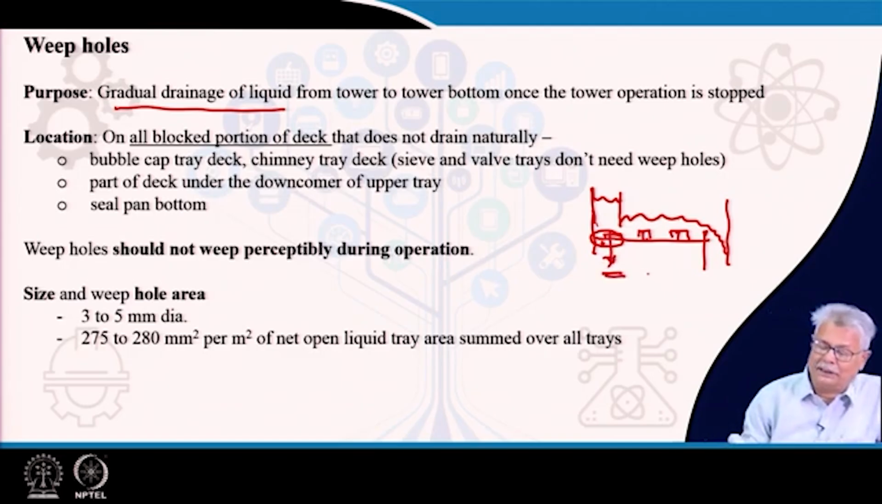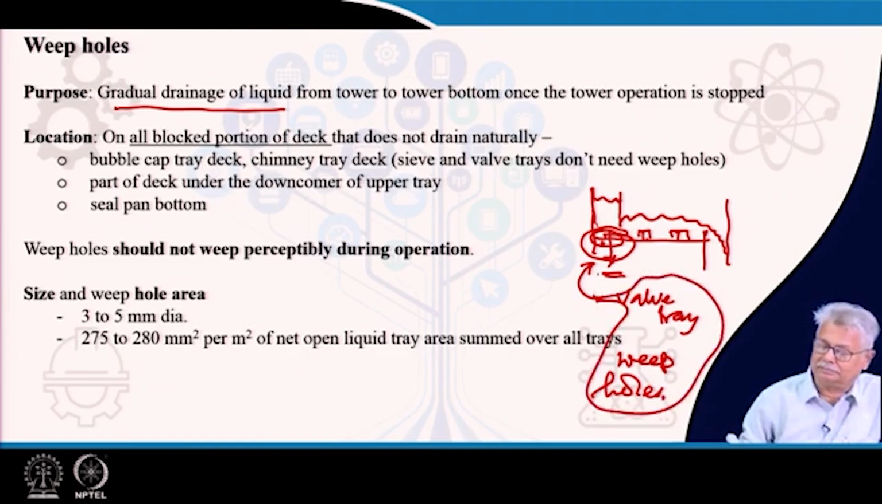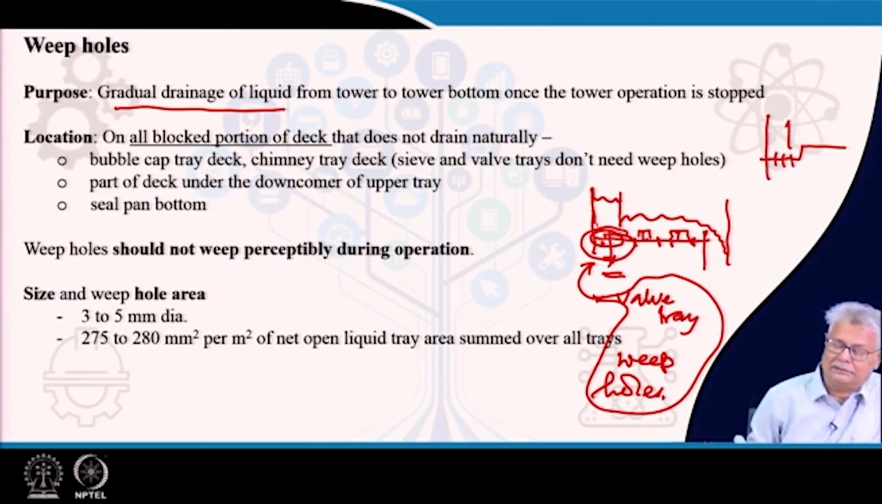So, you may be required to provide the weep holes in this part in case of valve trays. So, in valve trays, you will be having the weep holes only here. But in case of bubble cap, you have to have it here, here, and here, because you want your entire tray to be drained. The same thing is true in case of seal pans. If you have a downcomer and a seal pan which is like this, you must have a set of weep holes here which will allow draining of this when the column is not in operation. We definitely do not want any weeping to happen perceptibly during operation.